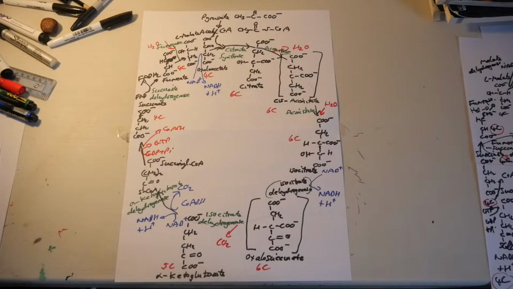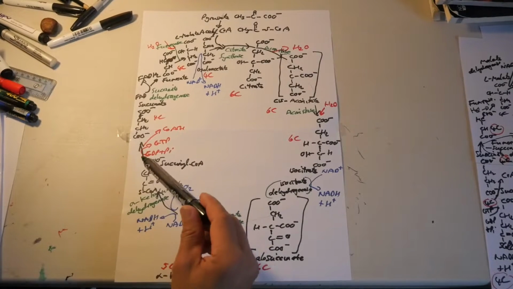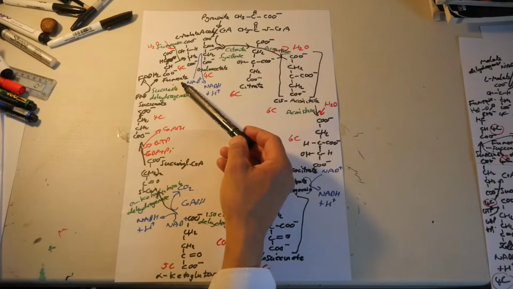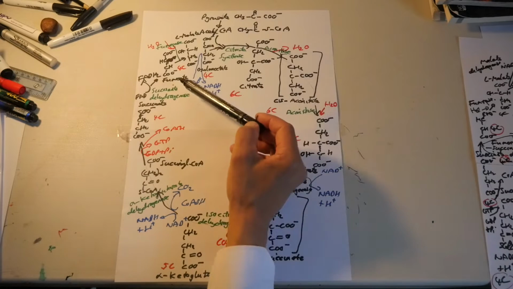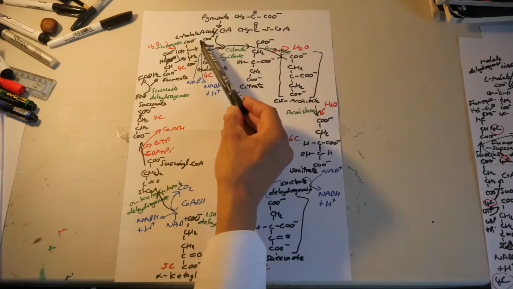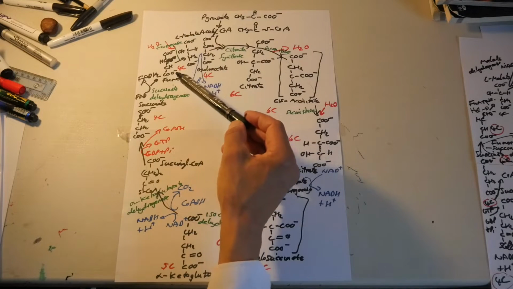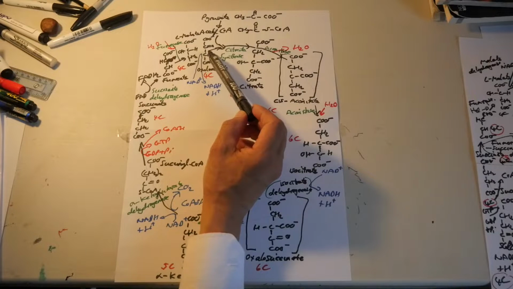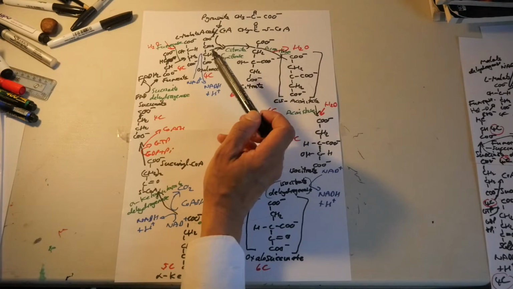succinate dehydrogenase converts succinate to fumarate. Fumarate is converted to L-malate by fumarase, and L-malate is converted to oxaloacetate by malate dehydrogenase, okay.